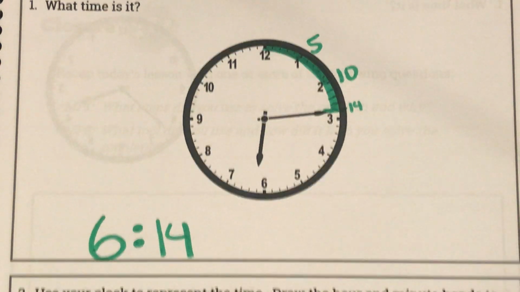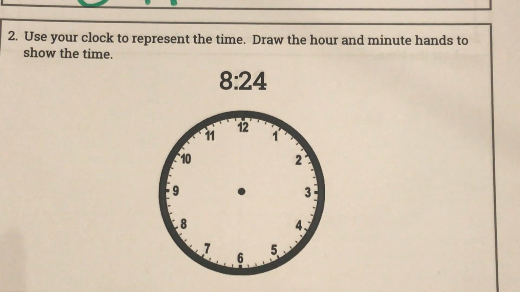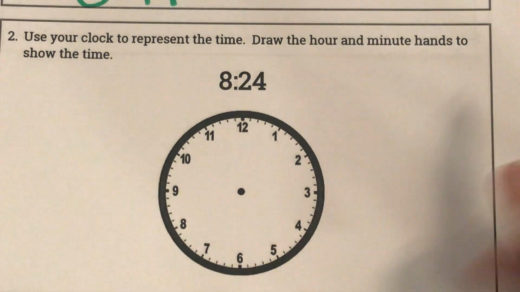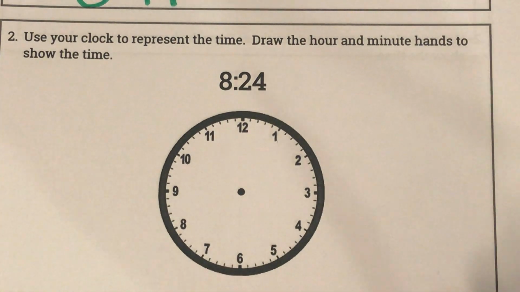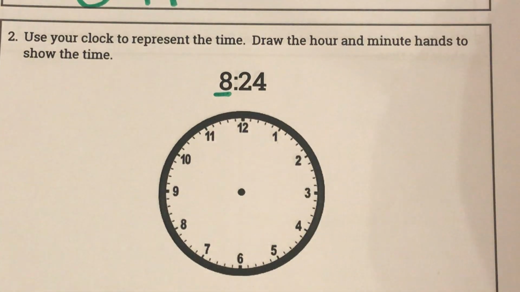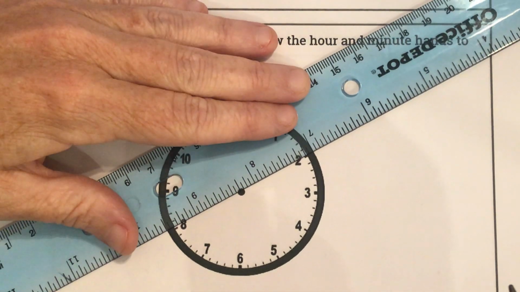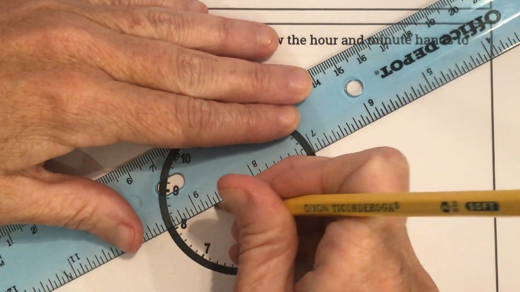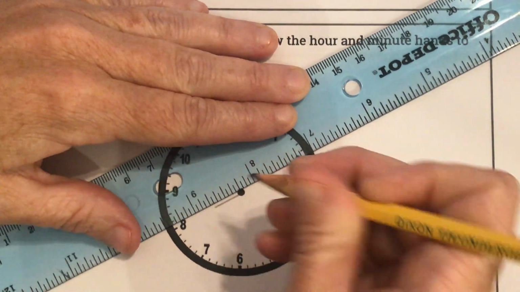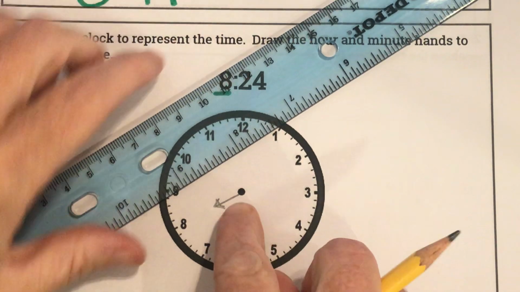Okay, let's look at our next problem. It says, use your clock to represent the time. Draw the hour and minute hands to show the time. Okay, so we always start with our hour first. So our hour is 8. So I'm going to do it the same as last time: I'm going to use my ruler just to help me, and I'm going to use pencil so I can adjust it after. So my hour hand is going to point to the 8, and it's a short hand.